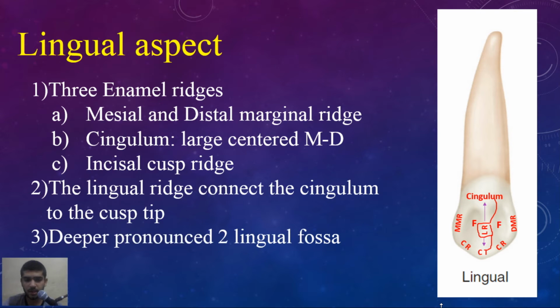And we have two deeper, more pronounced lingual fossae. In the central and lateral incisors, we only had one lingual fossa, while here we have two lingual fossae.